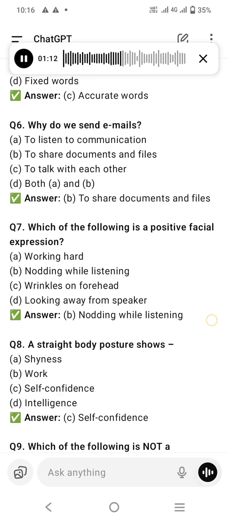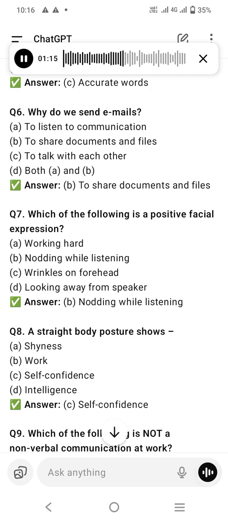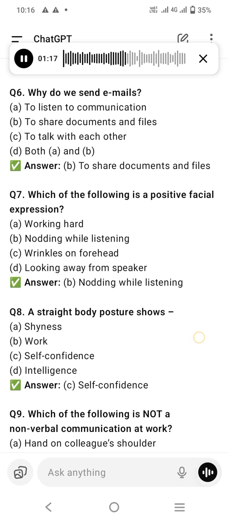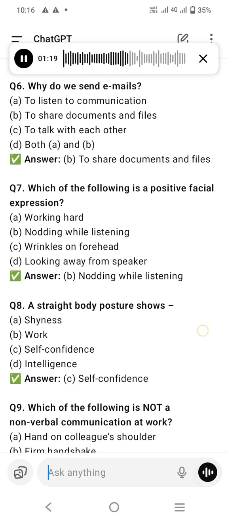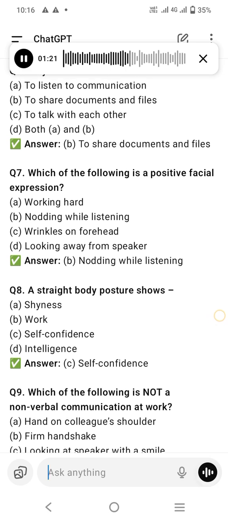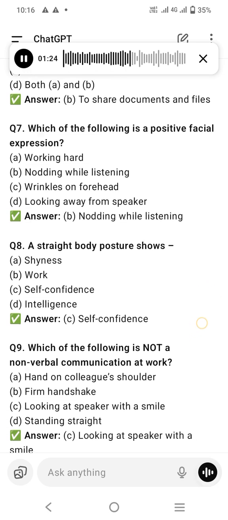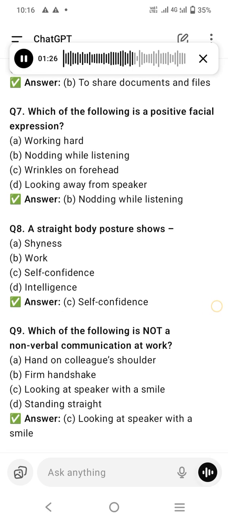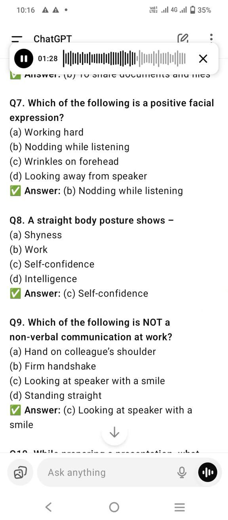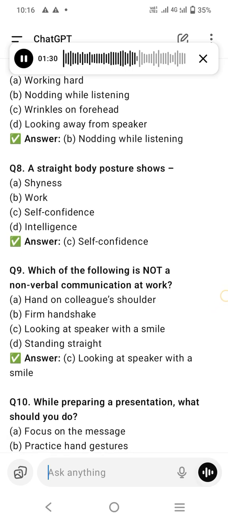Q7. Which of the following is a positive facial expression? A. Working hard. B. Nodding while listening. C. Wrinkles on forehead. D. Looking away from speaker. Answer. Nodding while listening. Q8. A straight body posture shows A. Shyness. B. Work. C. Self-confidence. D. Intelligence. Answer. C. Self-confidence.